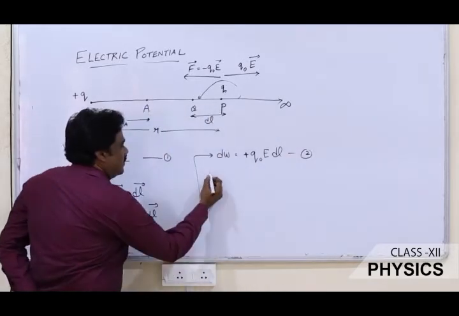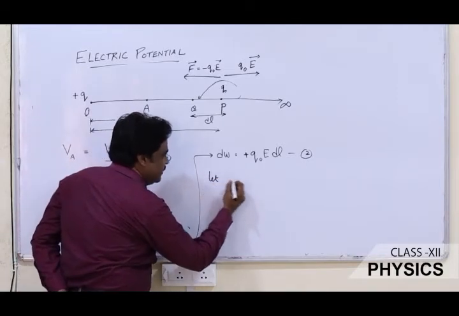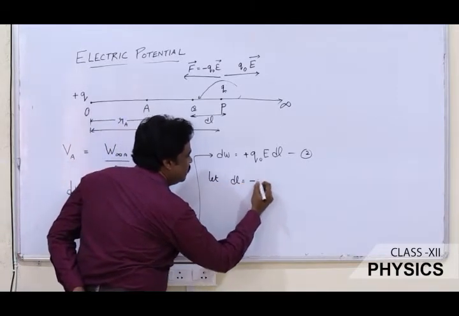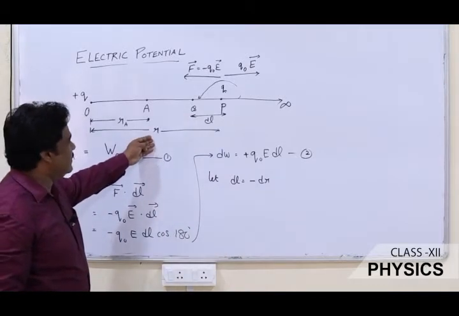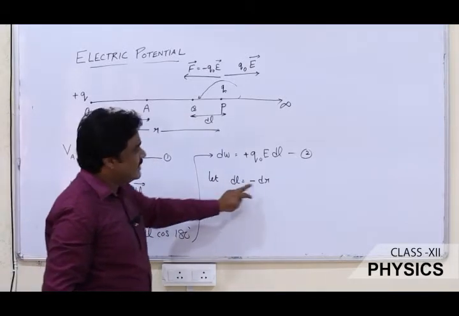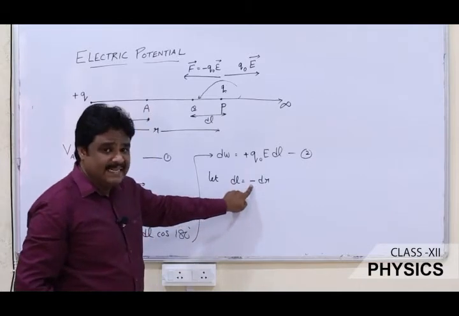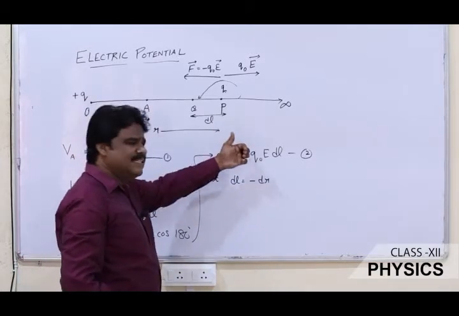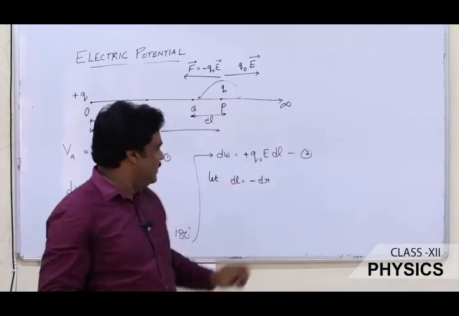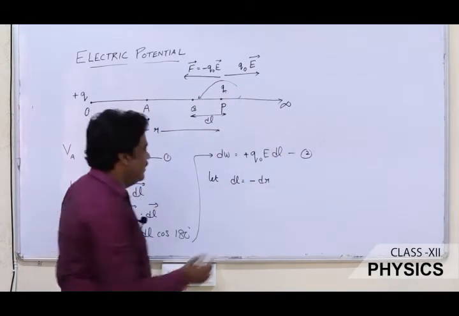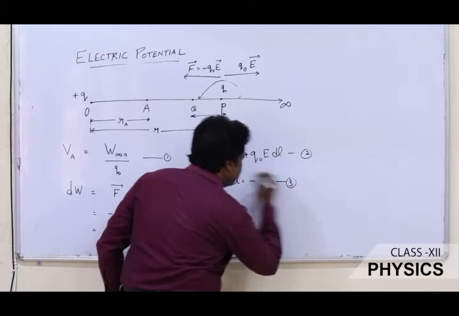Now, I'm going to do an approximation. Let dl is equal to minus dr, because we are supposed to represent the distance in terms of r. The negative sign indicates that the distance decreases towards the origin. To show this decreasing nature, we have put this negative sign. I'm going to mark this as equation number 3.